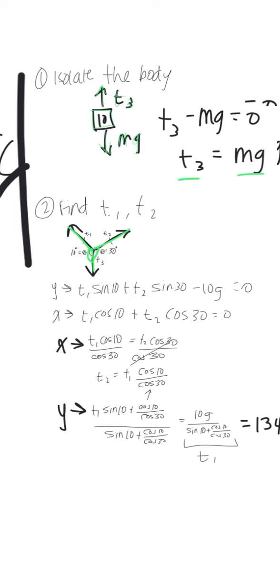So we can see here that in the y direction, the equation for both of the tensions is T1 sine 10 plus T2 sine 30 minus 10 times the gravity, which is equal to 0. And in the x direction, we can see that the equation is tension 1 times cos 10 plus tension 2 times cos 30 equals 0. But now we have to solve to find the tensions.